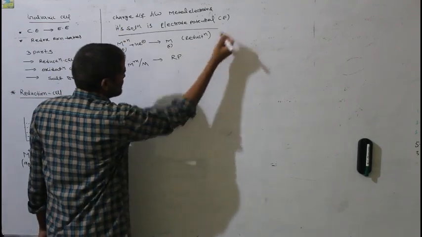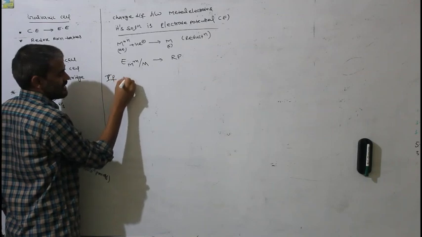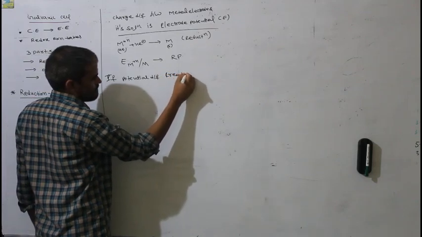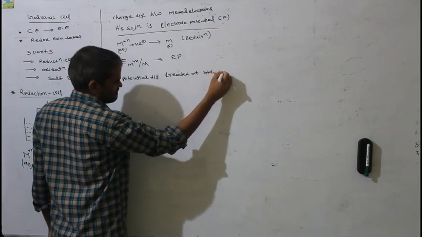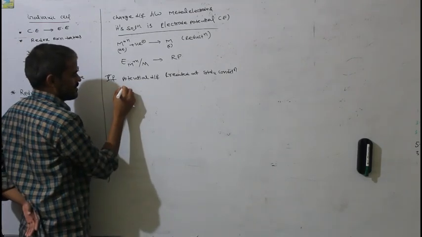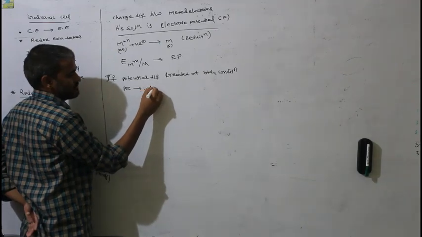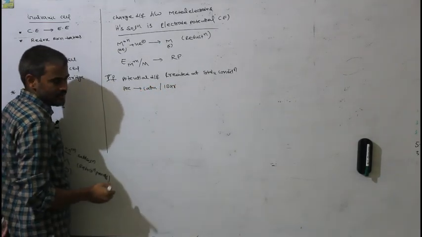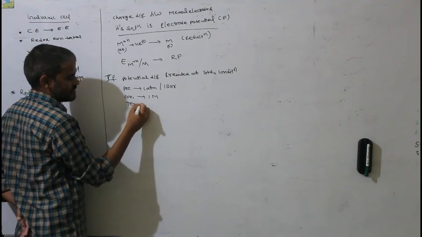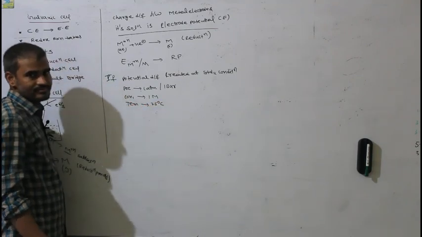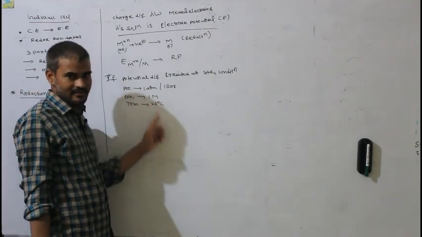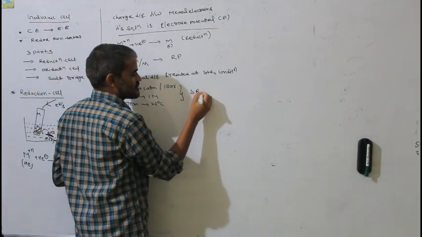If this potential difference is created at standard conditions, where standard condition means pressure is 1 atm or 1 bar, concentration 1 molar, and temperature 25 degrees Celsius, between the metal electrode and its solution or ion, it will be called the standard reduction potential, SRP.